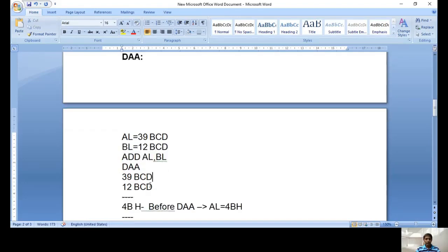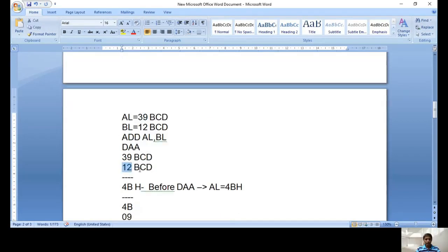First, let us see ADD AL, BL. AL is 39, then BL is 12. If you add, what is the result? 9 plus 2 is 11, and 11 in hexa is B. 3 plus 1 is 4. So now it is not BCD, because if the letters A to F are present, it means it is hexa. 4B is a hexa representation. So this is the result before the DA instruction.